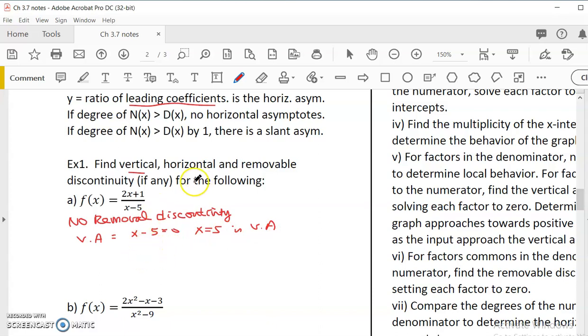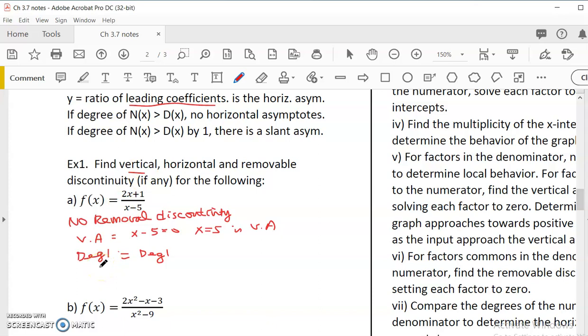Then we will solve for horizontal asymptote. For horizontal asymptote, we have to look at degree, right? The degree of the numerator is 1. The degree of the denominator is also 1. They're equal. If they're equal, what should we say? They go to infinity at the same rate, so which is faster will be determined by the leading coefficient.